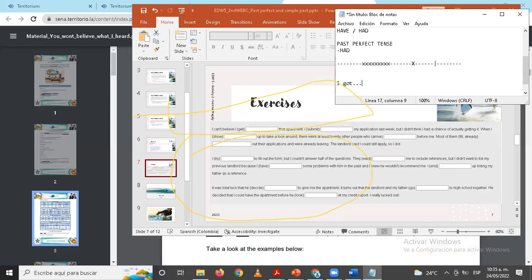I got that apartment. Because, ¿cierto? No puedo creer que yo haya obtenido ese apartamento. Good one. ¿Por qué? Porque cuando yo llevé mi aplicación, también pasado, ¿cómo iría el verbo submit? ¿Cuál es el pasado de ese verbo?